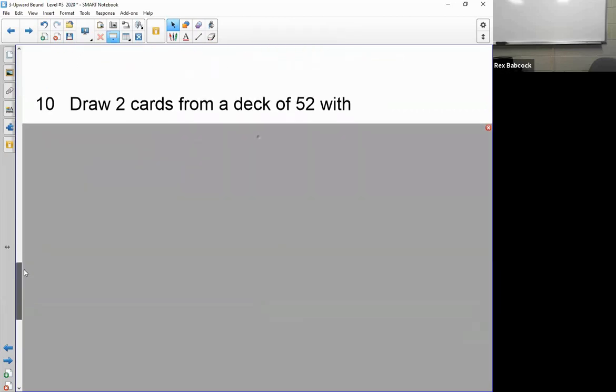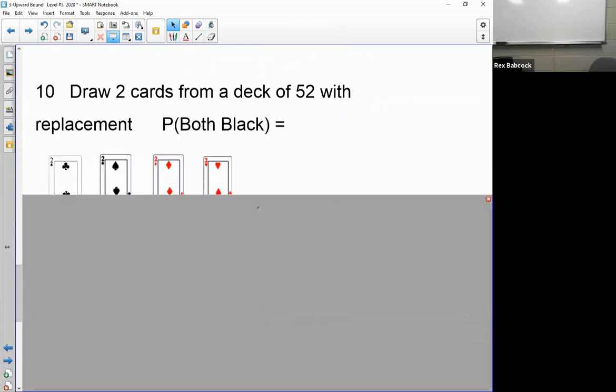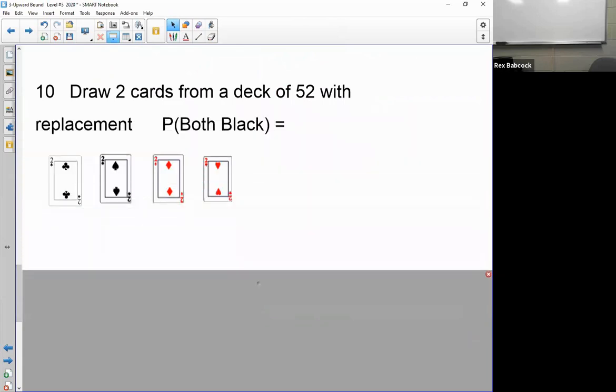Okay, here's the other probability that we did. Draw 2 cards from a deck of 52 with replacement. What's the probability they're both black?